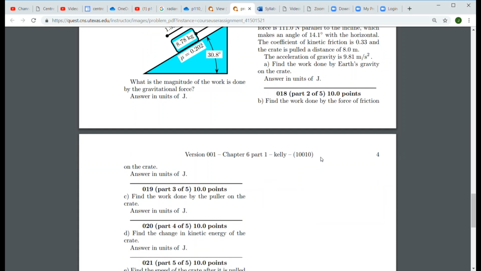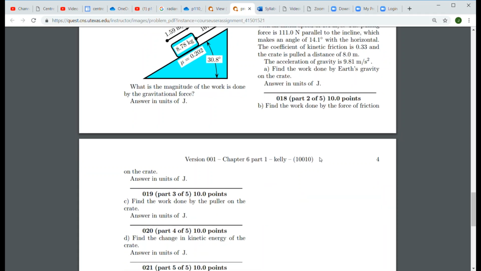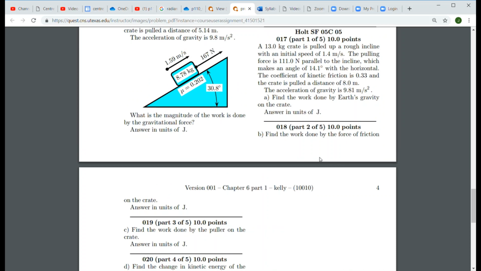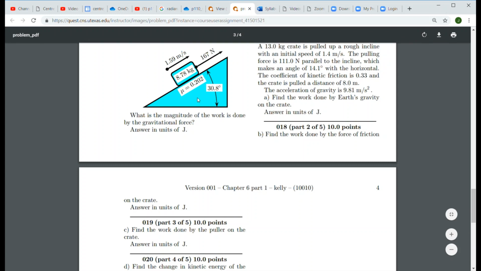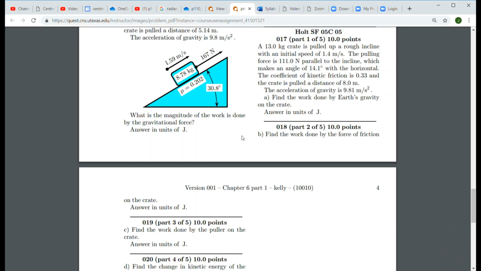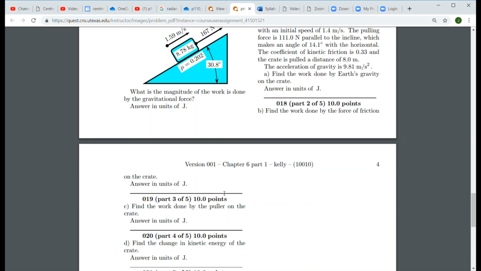Part 2, find the work done by the force of friction. In this case, I have to find the force of friction, which means I first have to sum forces equal to 0 along the direction perpendicular to the plane, find out what the normal force is, and then do mu kinetic times the normal force, which is the magnitude of the kinetic friction force, minus sign times that kinetic friction force times the distance it moves, is going to give me that negative work done by the friction.